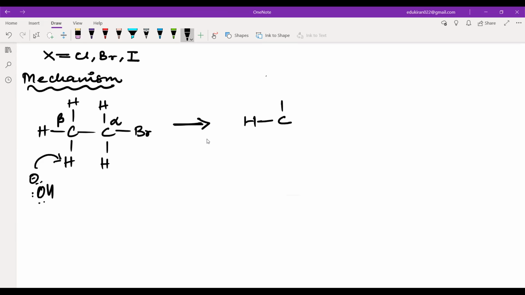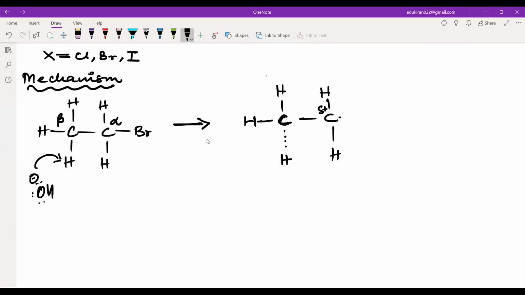You will have hydrogen, carbon, hydrogen, hydrogen, hydrogen. And this carbon has delta positive, and there is a Br group here. Now this particular hydrogen is breaking the bond, and the electron will be transferring to this carbon atom.